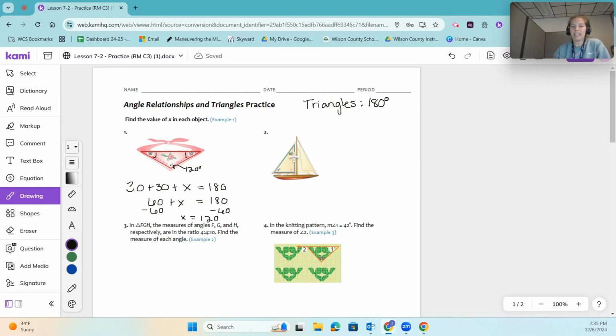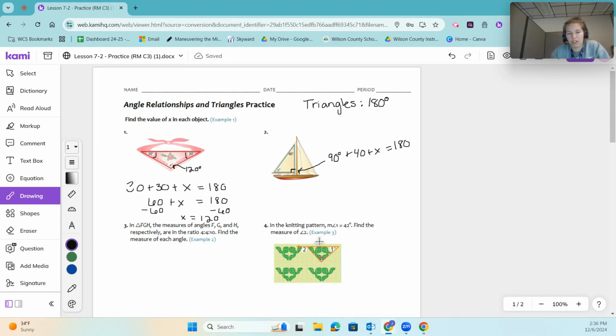Same thing is going to be true on this one. This little notation here means 90 degrees. This is a right angle, so it is 90 degrees plus your 40 degrees plus the angle we don't know will equal 180 degrees total. I'll let you finish that one on your own.